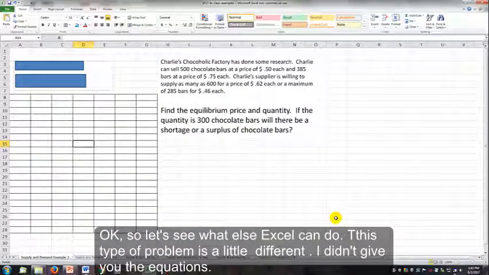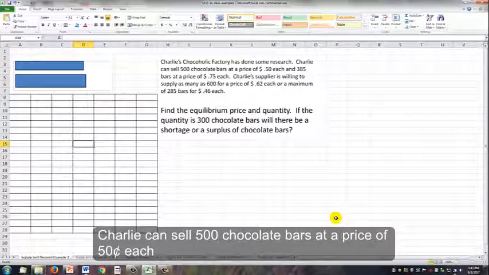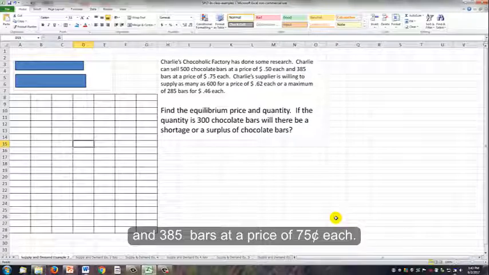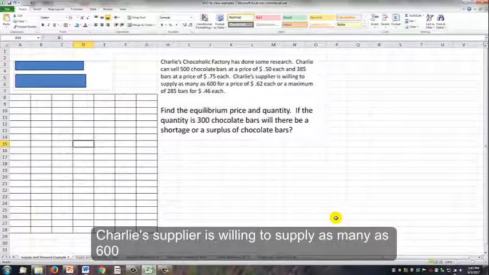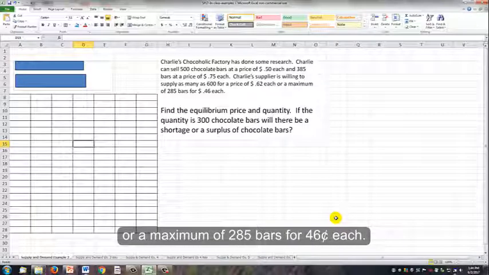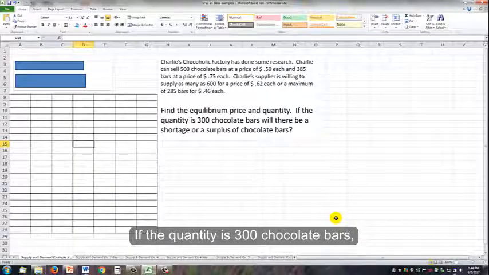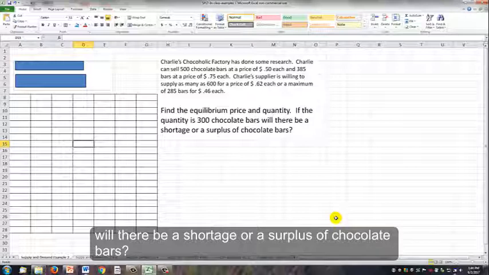Okay, so let's see what else Excel can do. This type of problem is a little different. I didn't give you the equations. It says Charlie's Chocoholic Factory has done some research. Charlie can sell 500 chocolate bars at a price of 50 cents each, and 385 bars at a price of 75 cents each. Charlie's supplier is willing to supply as many as 600 for a price of 62 cents each, or a maximum of 285 bars for 46 cents each. Find the market equilibrium price and quantity. If the quantity is 300 chocolate bars, will there be a shortage or a surplus of chocolate bars?